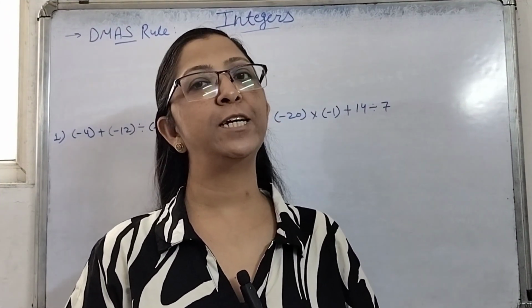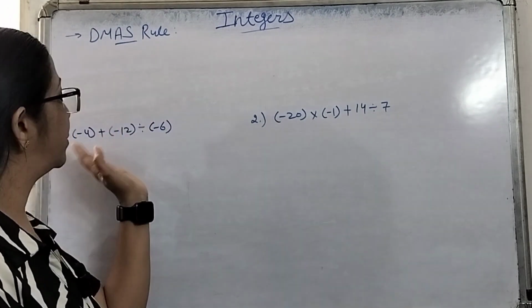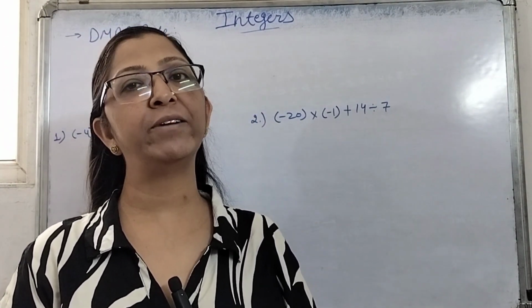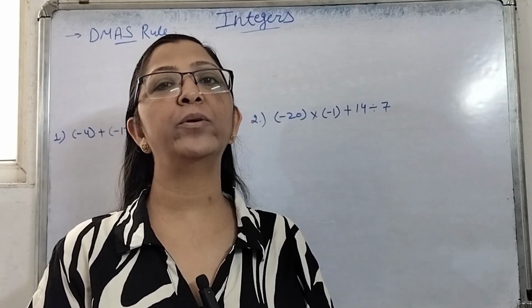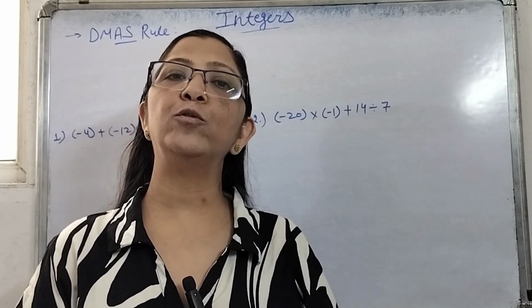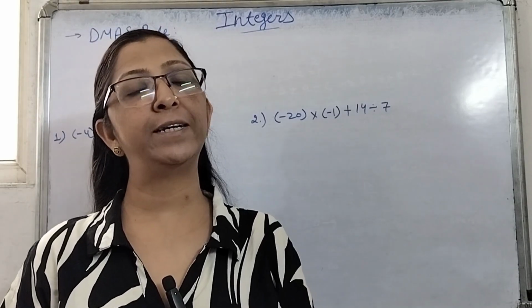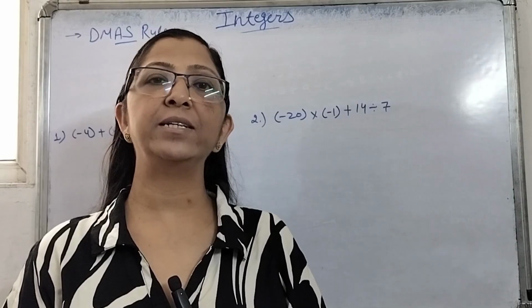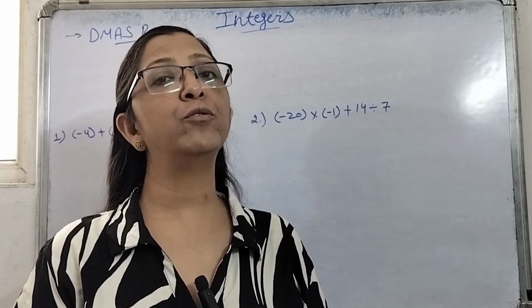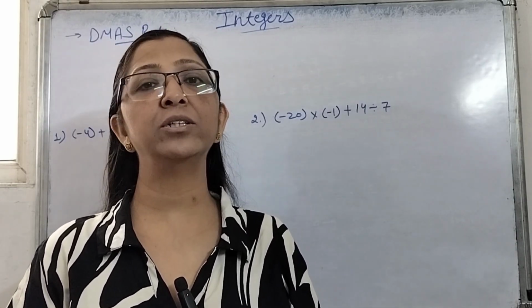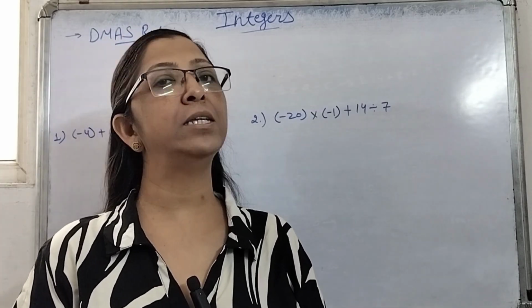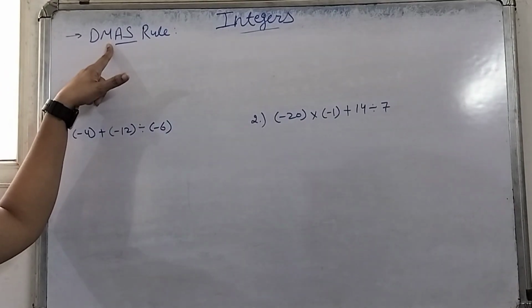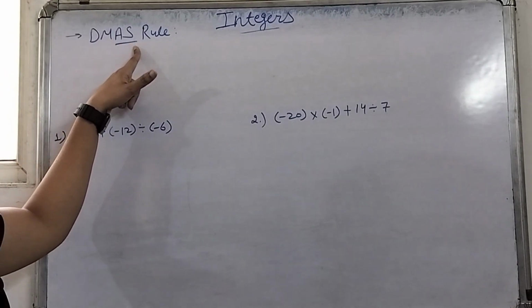Now let's understand what the DMAS rule is. Till now we have seen separately how to add, subtract, multiply or divide two integers. But if these operations are all together, that means instead of only one operation we have more fundamental operations. What are the fundamental operations? Addition, subtraction, multiplication, division. If there are multiple operations in a given expression, how can we solve it? D represents division, M represents multiplication, then addition, and then subtraction.